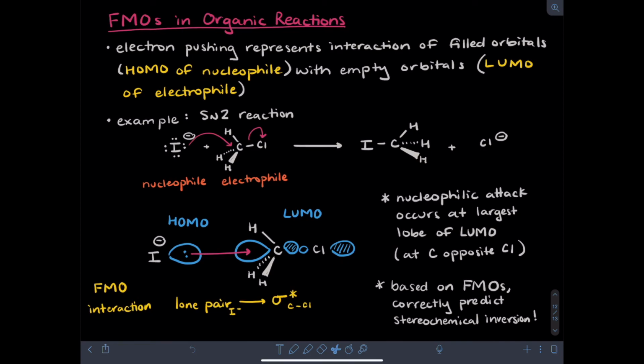In summary, I've outlined some of the frontier molecular orbitals to pay attention to. These are the HOMO and LUMO of sigma bonds, pi bonds, lone pairs, and empty p orbitals. And I've talked about one example of applying frontier molecular orbital theory to an organic reaction, the SN2 reaction. In class, we'll practice more identifying frontier molecular orbitals, as well as using this theory to describe other types of organic reactions.